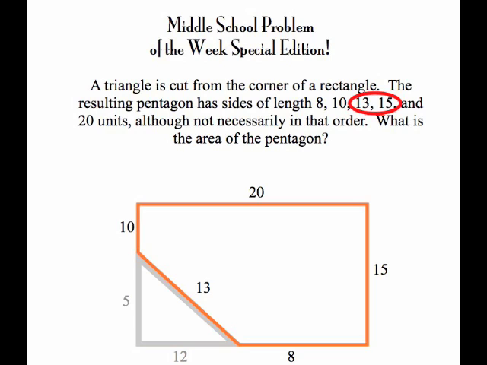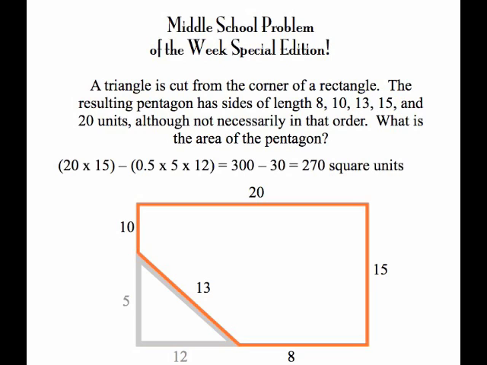Everything seems to work. So to do the area, we take the area of the original rectangle, a 20 by 15 rectangle, subtract the area of the gray right triangle that we cut out, 1/2 times 5 times 12, giving us 300, take away 30, or 270 square units, the answer to this middle school problem of the week special edition.